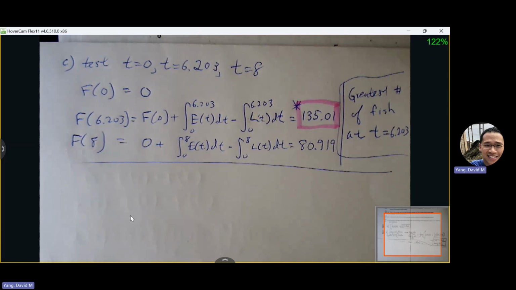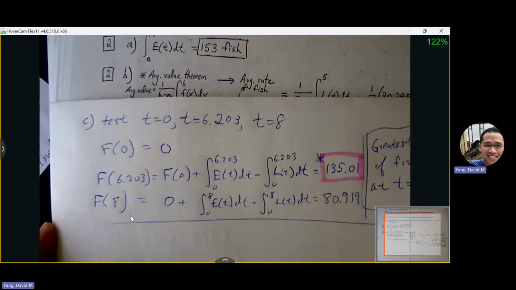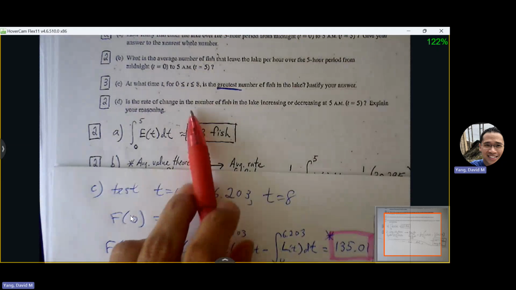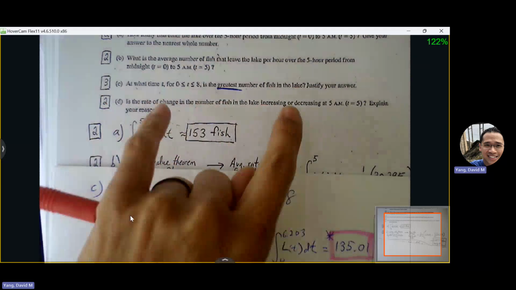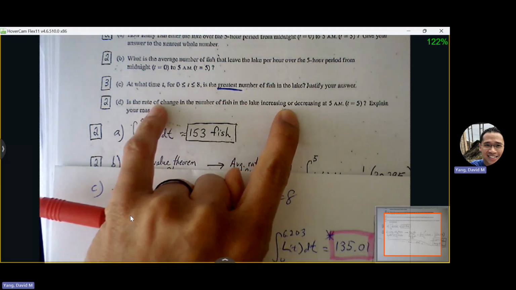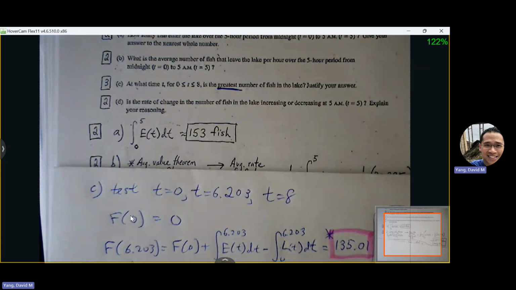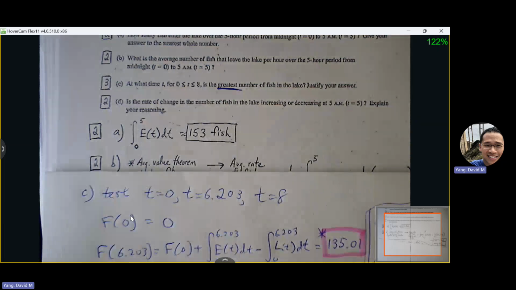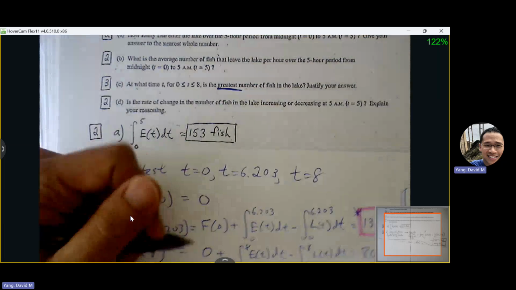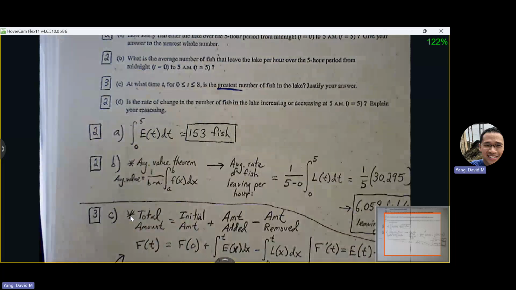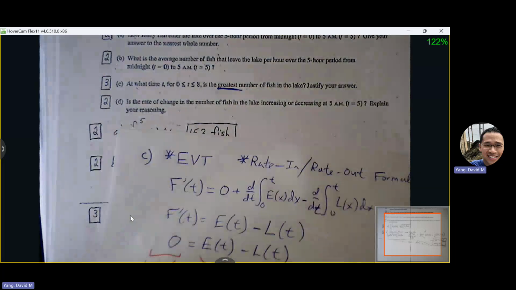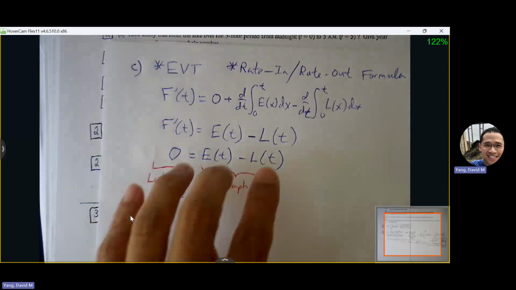Part D, is the rate of change increasing or decreasing? So we know the rate of change is in fish per hour, but it's asking, is that rate of change increasing or decreasing? That should clue us in that they're asking about a derivative. Well, we have a formula for the rate of change, right? We have F prime. So we know for part D, our starting formula is F prime equals E(t) minus L(t), right? We have this as our starting point.